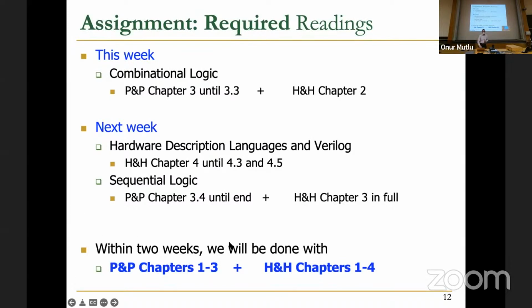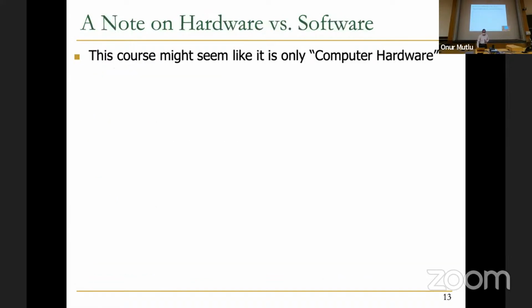And again, if you have to prioritize one of the readings, prioritize the Harris and Harris book. Okay, clear? And you can find these readings online.